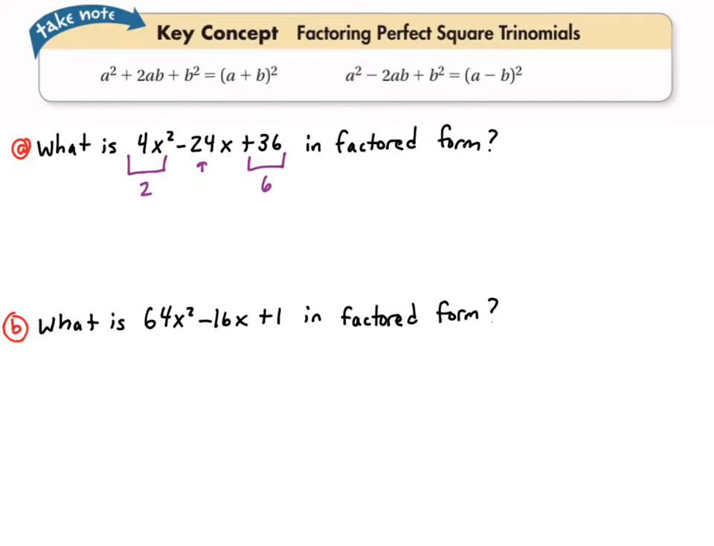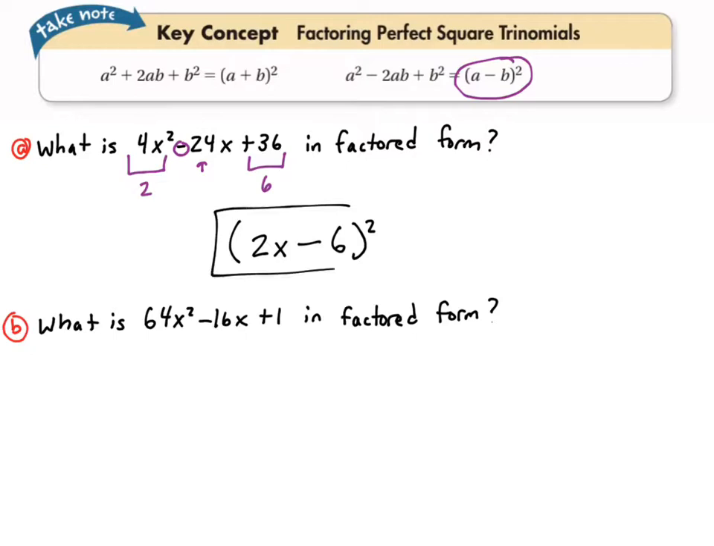Since we have a subtraction sign here, we know that we're going to be looking at this form. So we want to write this in factored form. Well, a would be 2x, because we square root the x squared as well, and then minus 36 square rooted, which would be 6, and squared. So there'd be our answer.